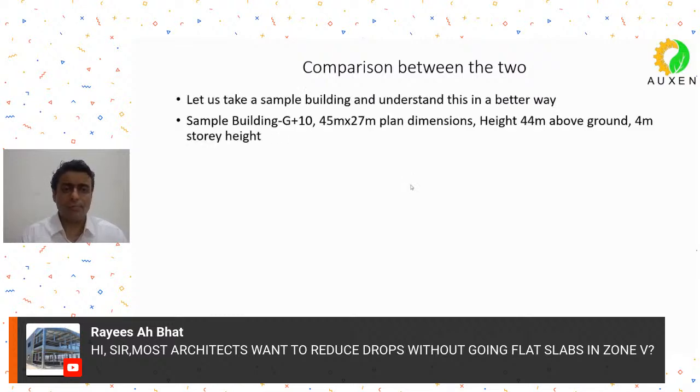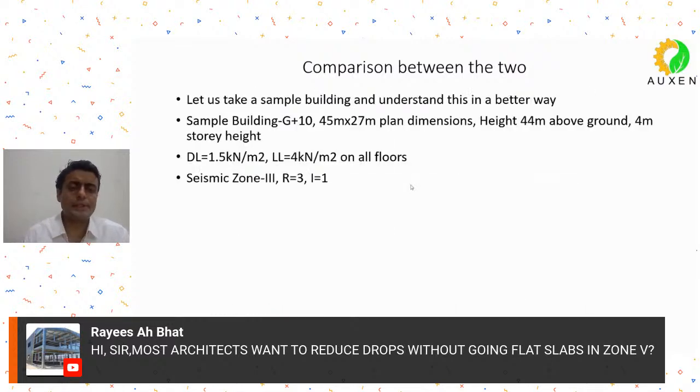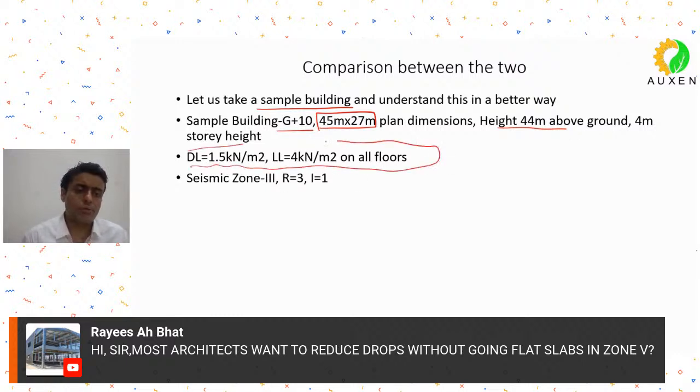So let us have a comparison of these two to understand what I'm trying to tell you. We have taken a sample building, a G plus 10 building that we are going to quickly discuss. It's going to be a 45-meter by 27-meter plan dimension. Height we have considered 44 meters above the ground level and 4 meters below the ground. 4 meter is the story height, and on all floors we have applied a dead load of 1.5 kilonewton per meter square and a live load of 4 kilonewton per meter square.